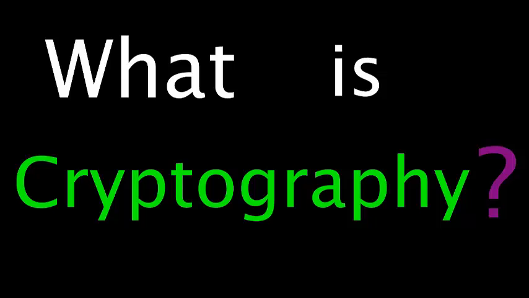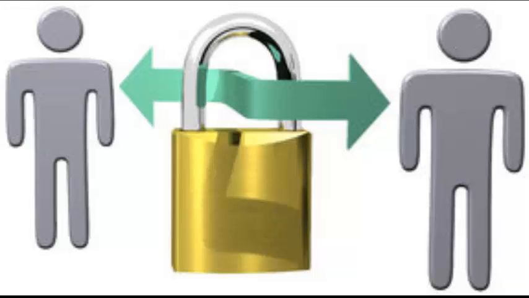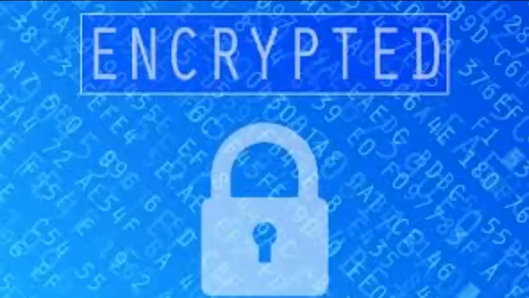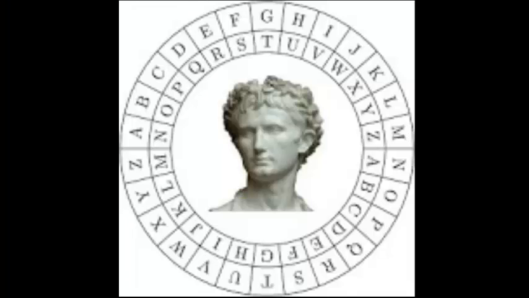So what is it? Cryptography is the study of secure communications. So if you are sending a message from one place to the other and you don't want anybody to be able to read that message, you will encrypt that message. There are many different forms of encryption, and human beings have been encrypting messages for hundreds of years. One of the simplest encryption techniques is known as Caesar cipher.